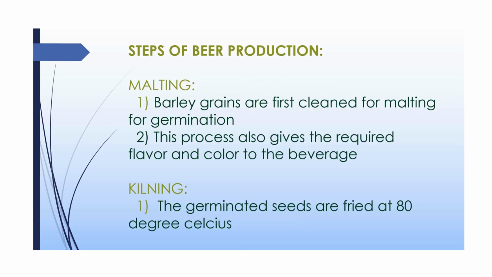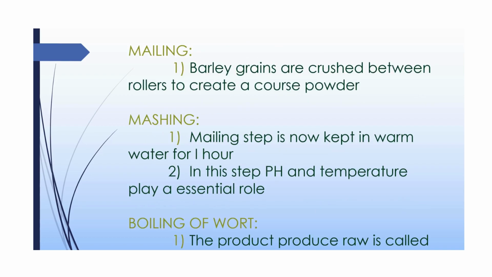Steps of beer production. First one, malting. Barley grains are first cleaned for malting, followed by dipping in water for 2 days. Then it is incubated for 5 days for germination. Then kilning. Germinated seeds are fried at 80 degrees Celsius. So kilning is a frying process.